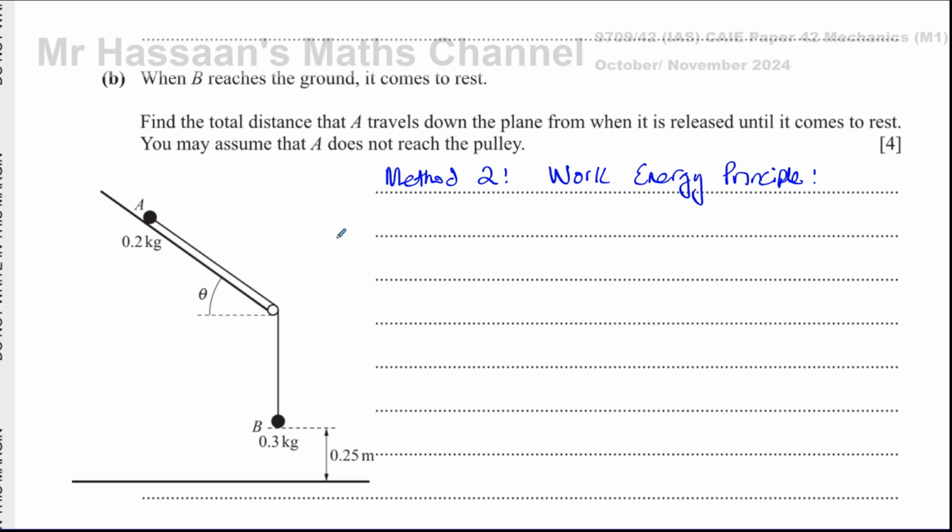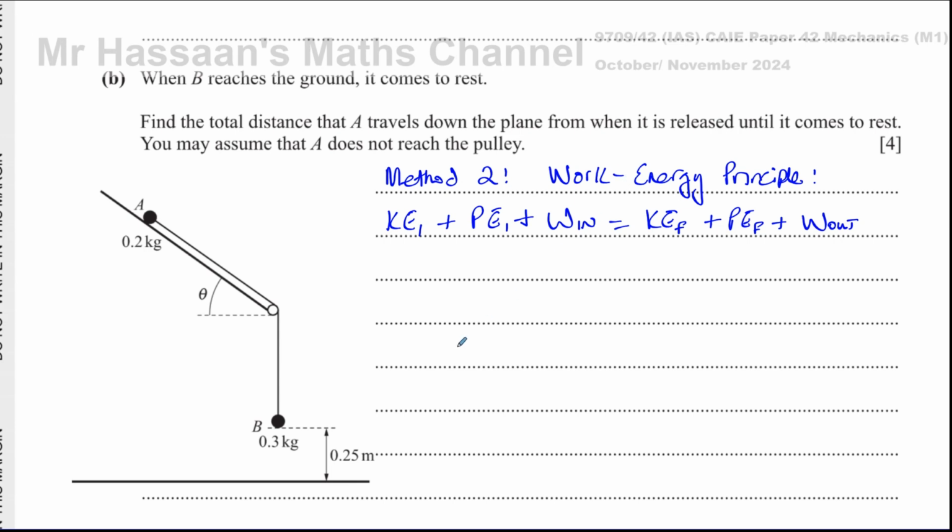Basically, the work energy principle states that the kinetic energy at the start, the initial, plus the potential energy at the start, plus the work entering the system, should always be the same as the kinetic energy at the end, final, plus the potential energy at the end, plus the work going out of the system. That's called the work energy principle, and this will help you to answer any of these types of questions.